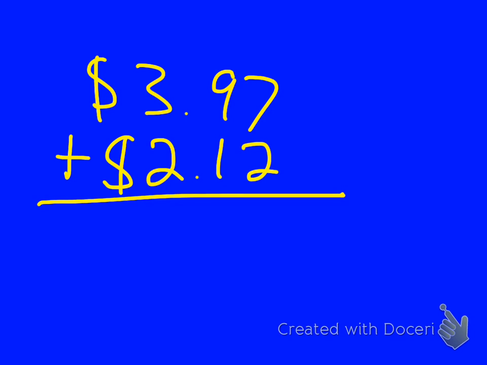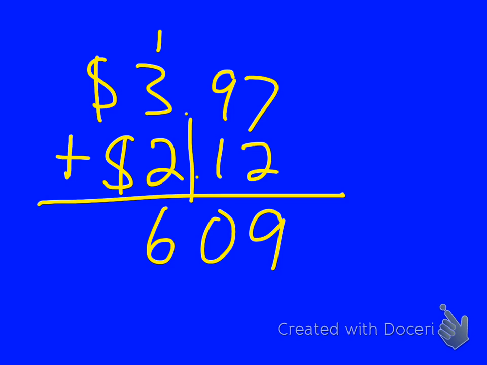Okay, if I'm adding this, the only thing I need to do is, just like decimals, make sure that my decimal points are lined up. Okay, and then I add like normal. So 7 plus 2 is 9, 9 plus 1 is 10, 3 plus 1 is 4, plus 2 is 6. I need to bring my decimal point straight down, so I'm left with $6.09 that I spent on baseball cards.